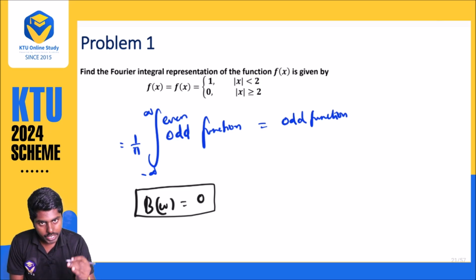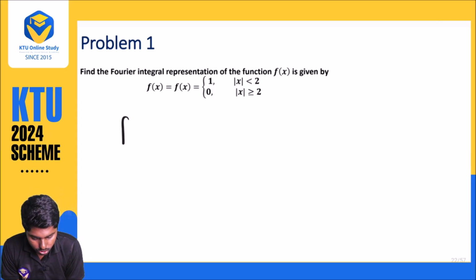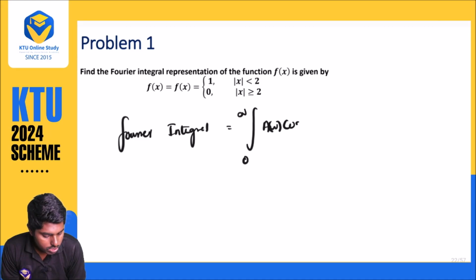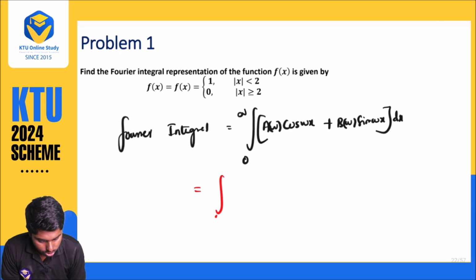We have identified the a omega and b omega. Just substitute in the Fourier integral formula. What is the Fourier integral formula? The Fourier integral is nothing but the integral from 0 to infinity of a omega cos omega x plus b omega sin omega x dx.